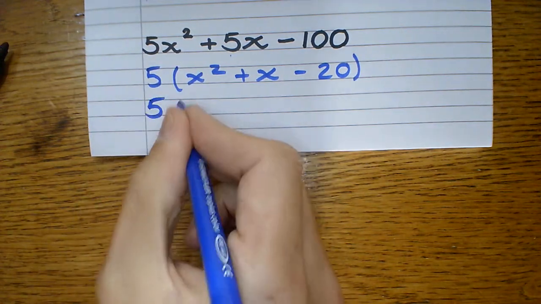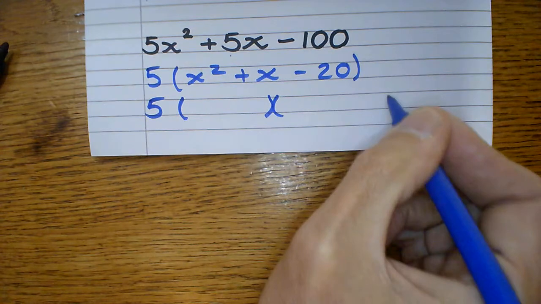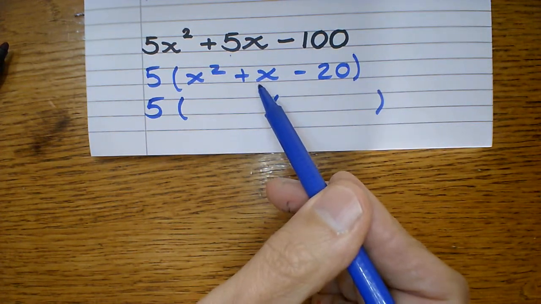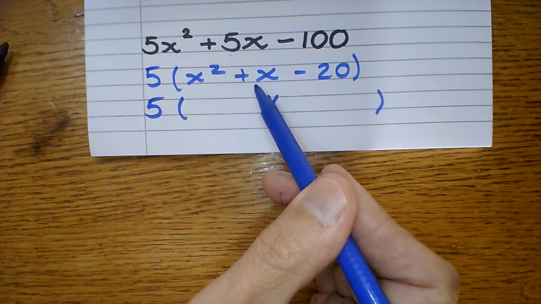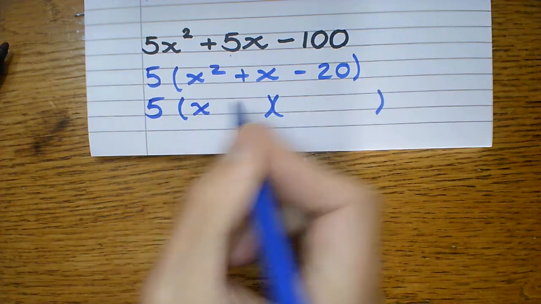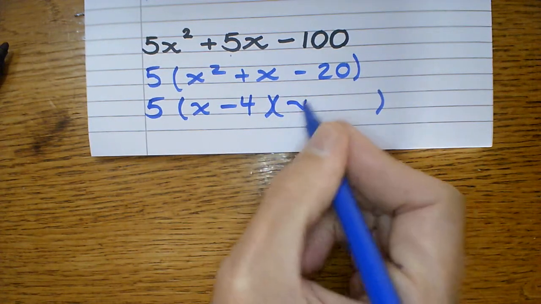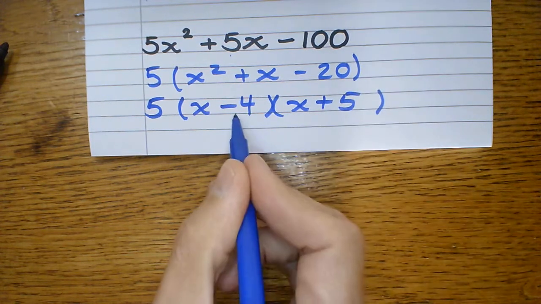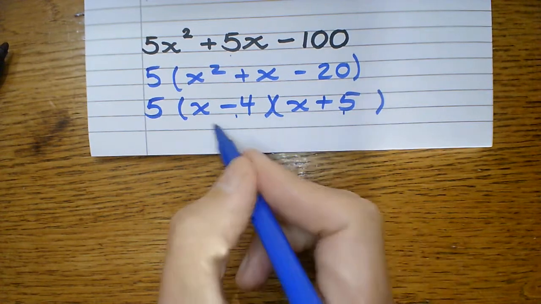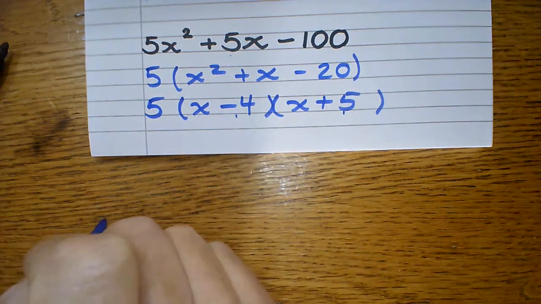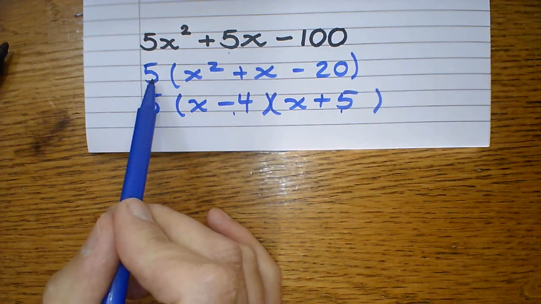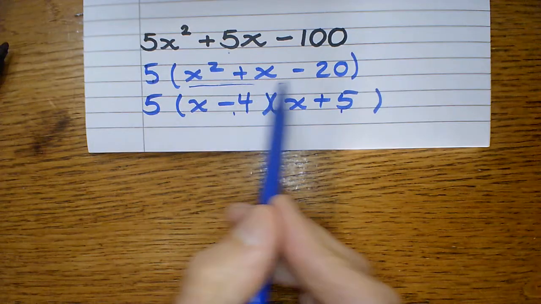So it's 5. Now, we need numbers that make minus 20, and when we add them together we have to make plus 1. So one of the numbers has got to be one bigger than the other. So we would use x minus 4, x plus 5. Because of course minus 4 times 5 makes minus 20, and minus 4 plus 5 gives us the plus 1 in the middle. So there we are, 2 stages to the factorising in these examples today. Take out the common factor first, then factorise what you're left with.